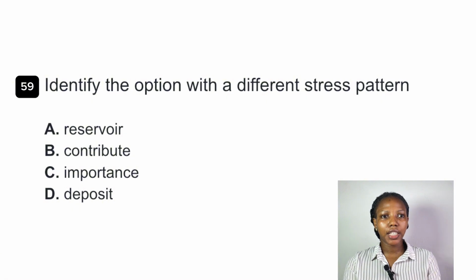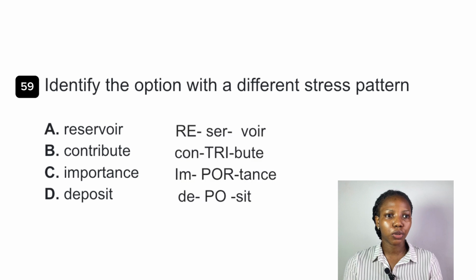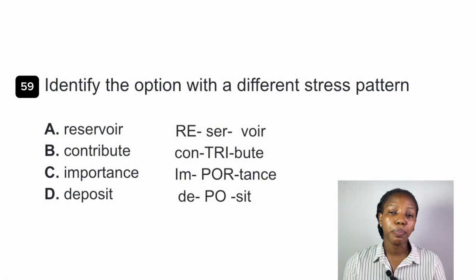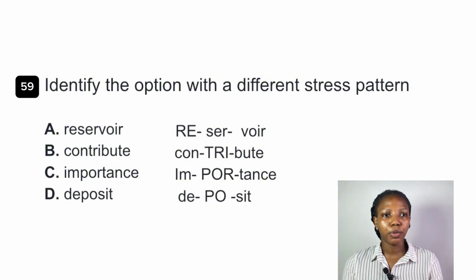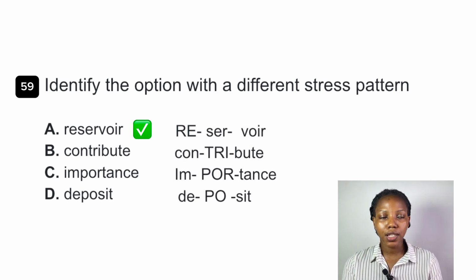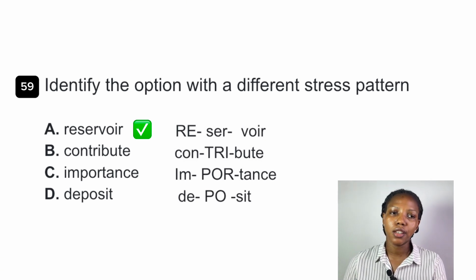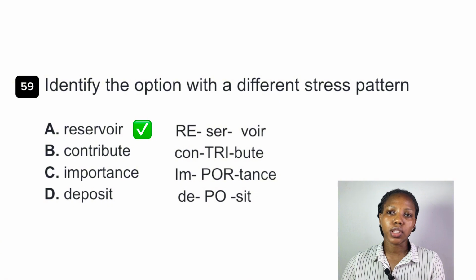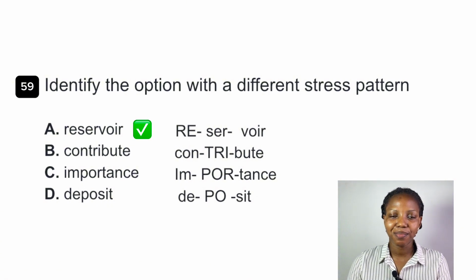Question 59. Identify the option with a different stress pattern. You can rely on my pronunciation to get the answer to this question. Option A, reservoir. Option B, contribute. Option C, importance. Option D, deposit. From my pronunciation, you can guess that option A is the final answer to this question, reservoir. It is stressed on the first syllable as opposed to options B, C, and D, which have their primary stress on the second syllable. So option A is the final answer.